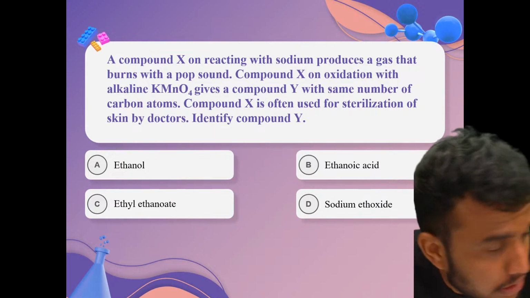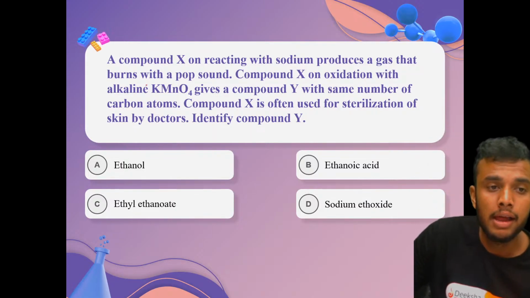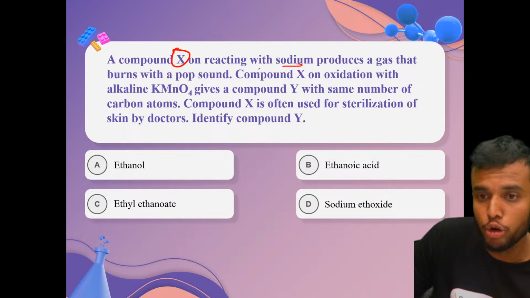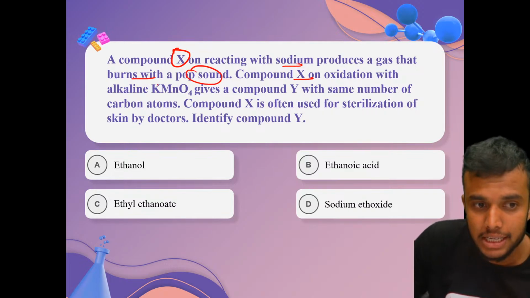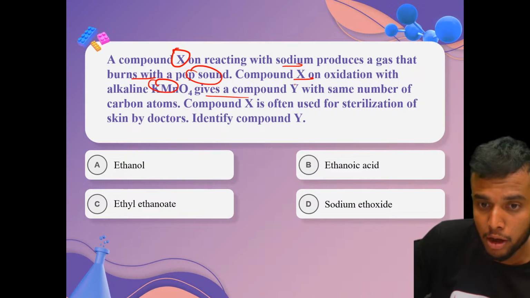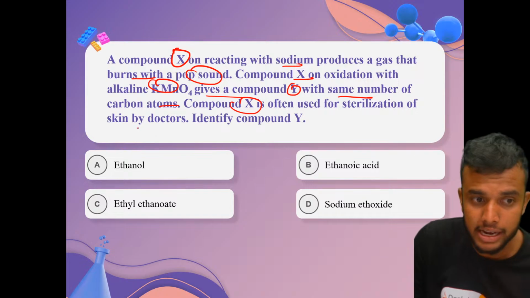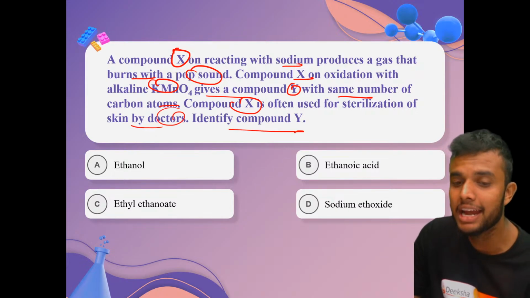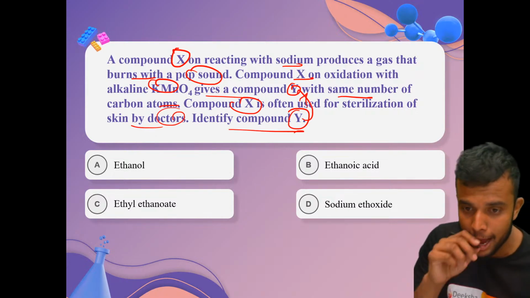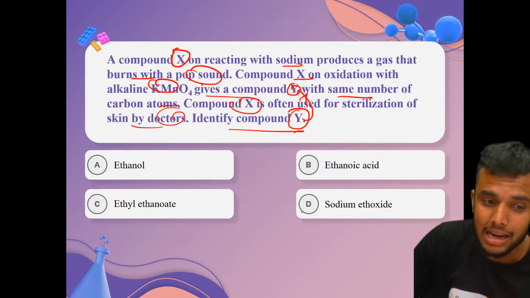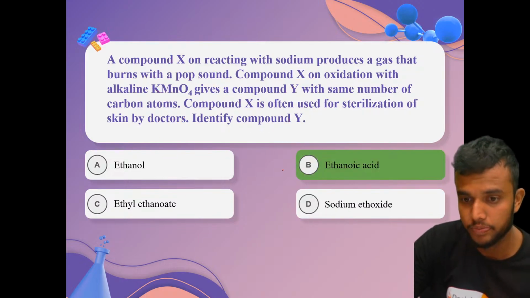Come on, let's solve the next question. The question is very simple. A compound X on heating with sodium produces a gas that burns with a pop sound. Compound X on oxidizing with alkaline KMnO4 gives a compound Y, which has the same number of carbon atoms. Compound X is often used by doctors to sterilize skin. Identify compound Y. What is the answer? The answer is ethanoic acid.